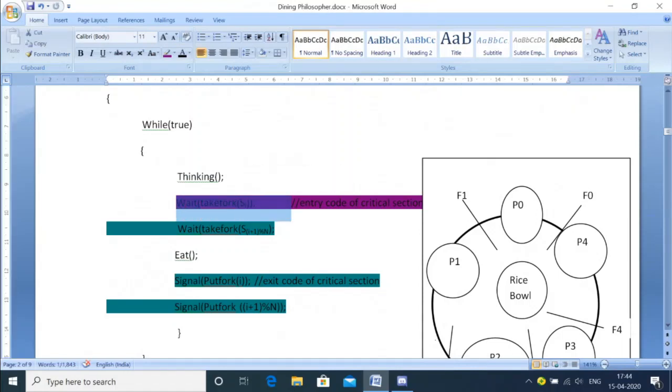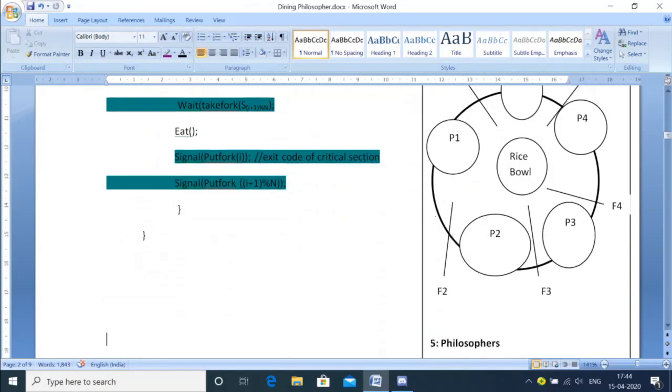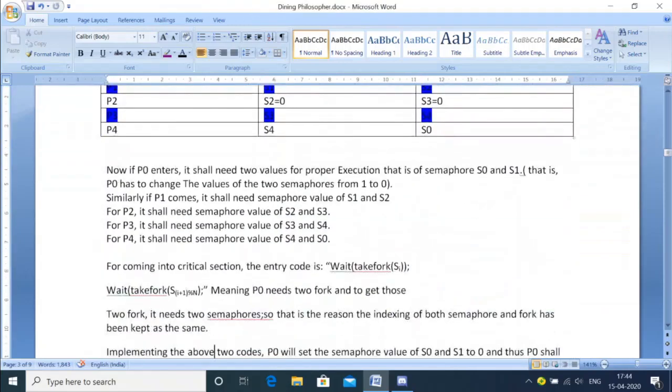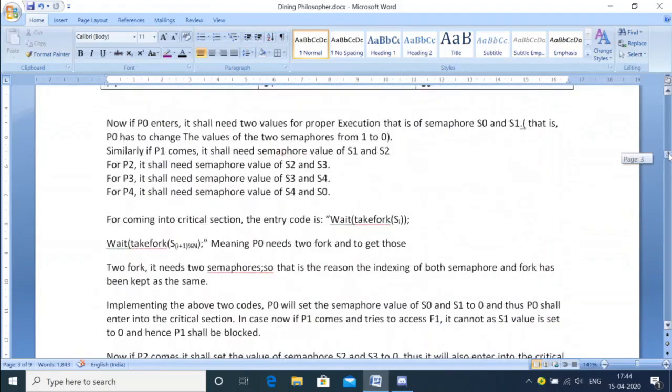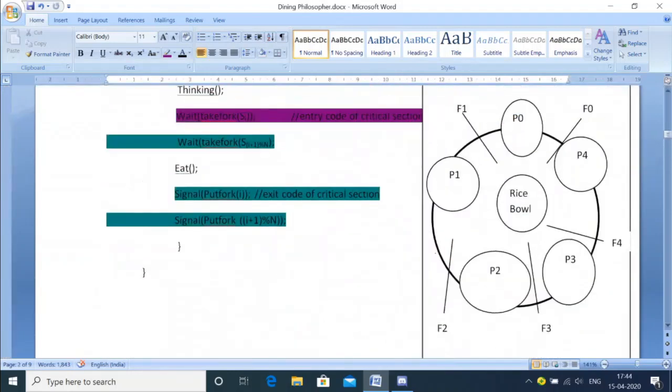In this way, after every execution of this code, for every process, there is a preemption. The preemption can be for various reasons, like some interrupt, or a higher priority process coming. As a result, if you look here, P0 has only one fork, F0, P1 has fork F1, P2 has fork F2, P3 has fork F3, and P4 has fork F4.